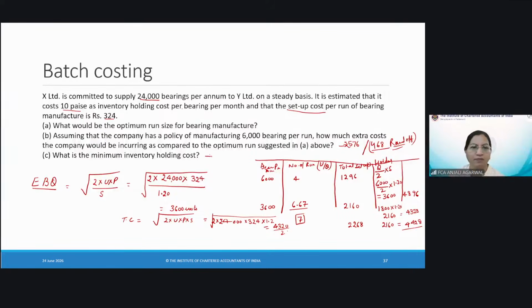And what is the minimum inventory holding cost? Minimum inventory holding cost is this. Only the holding cost, 2,160. Right? So it is the same thing as EBQ and EOQ. Apart from this, you can create a tabular method to find out what batch size is best for making the product.